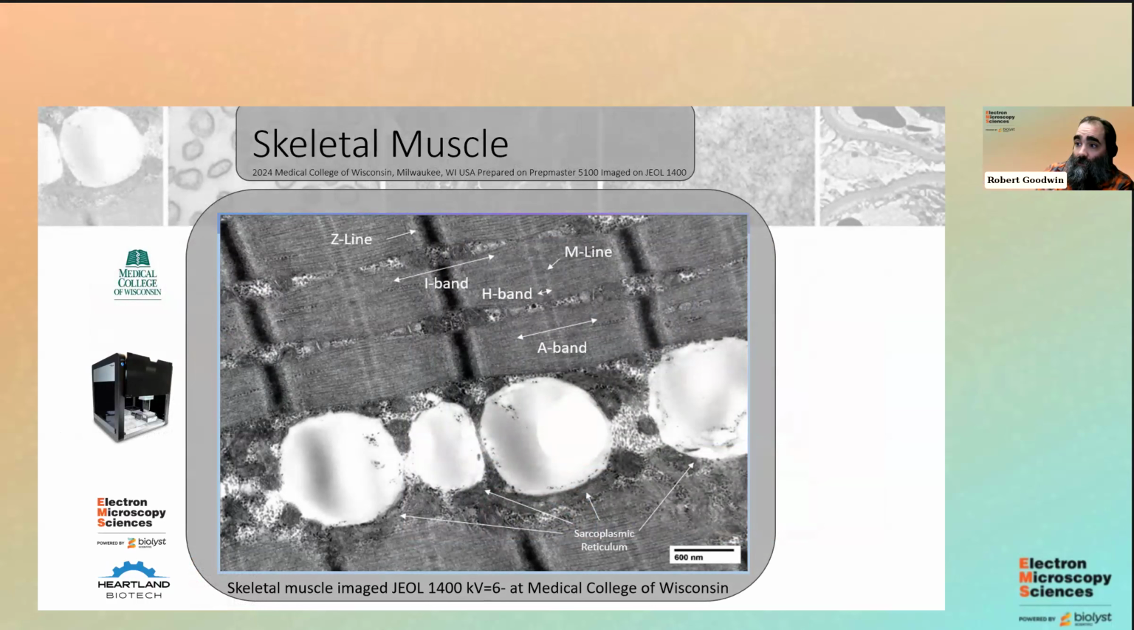Everything comes out pretty clear, because if it wasn't coming out how we want it, our pathologists would not be very happy, nor would the researchers that we deal with. So here's just an example of some muscle tissue. You can see all the banding in the muscle tissue.